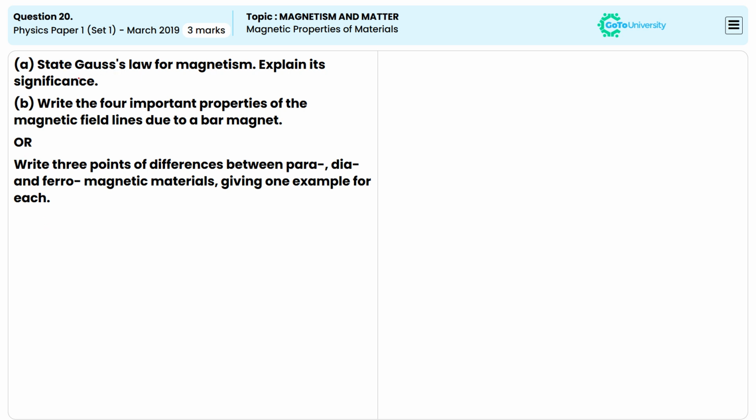State Gauss law for magnetism. Explain its significance.